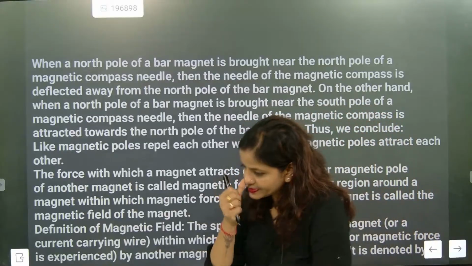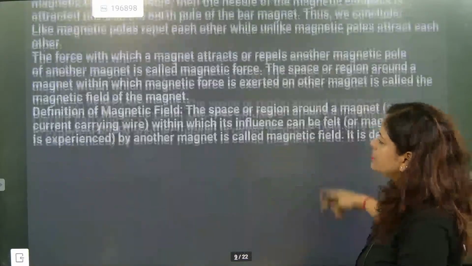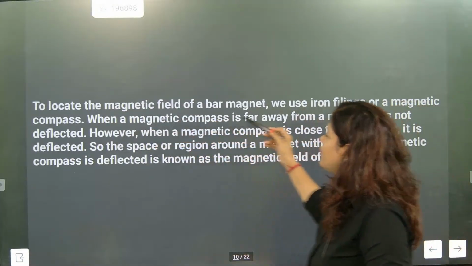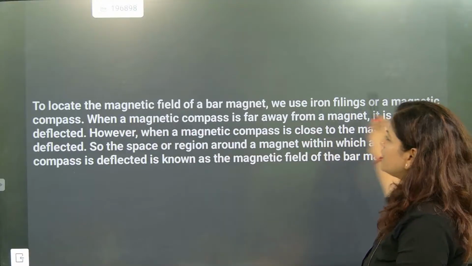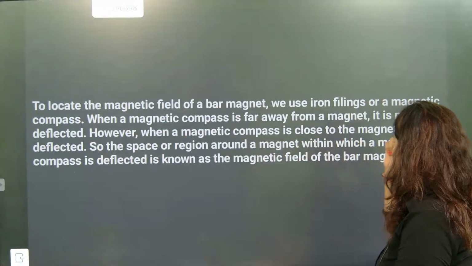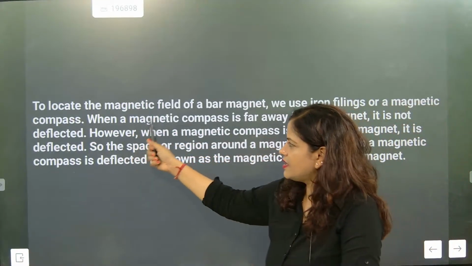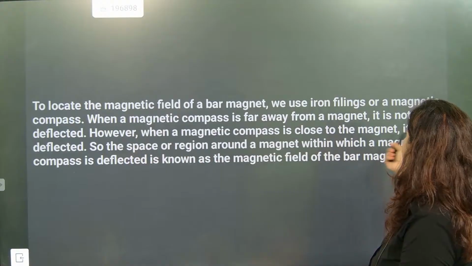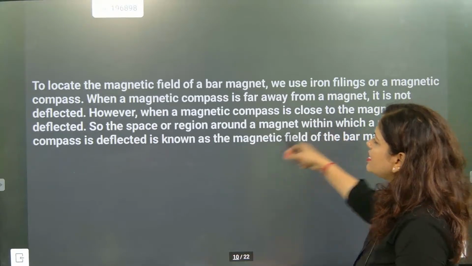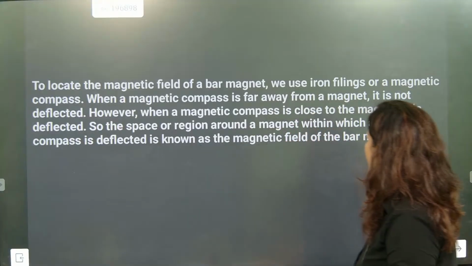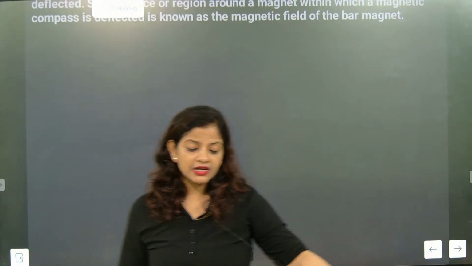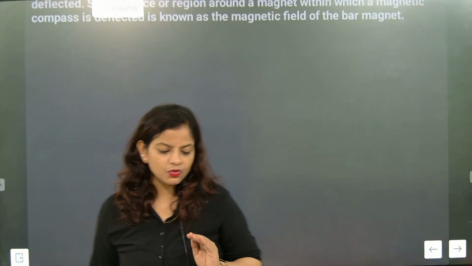Now look here. For this I will be teaching you. To locate the magnetic field of a bar magnet, we use iron filings and a magnetic compass. When a magnetic compass is far away from a magnet, it is not deflected. However, when a magnetic compass is close to the magnet, it will deflect. So the space or region around a magnet within which a magnetic compass is deflected is known as the magnetic field of the bar magnet. Understood? That's the concept I just read out.